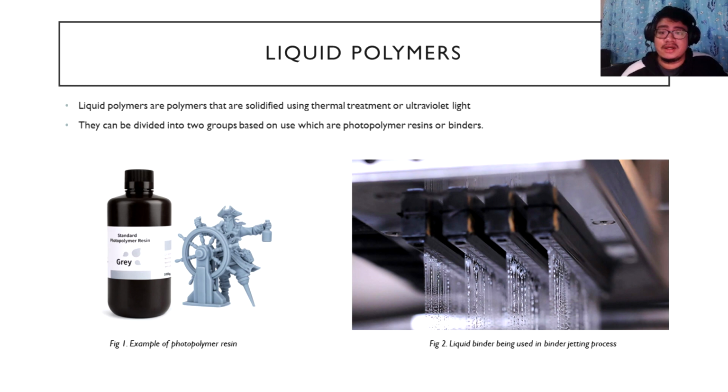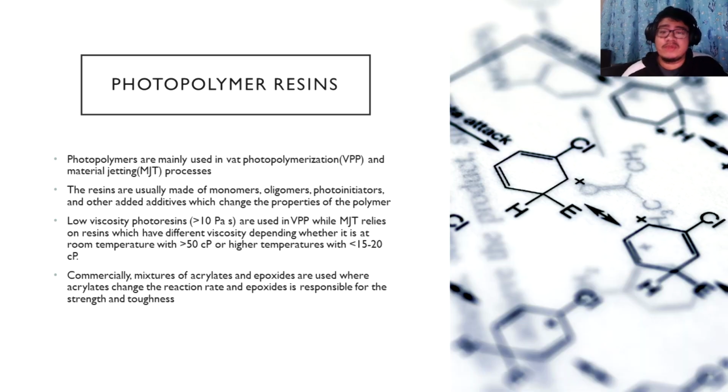Liquid polymers are polymers that are solidified using treatment, either thermal or UV light. They can be divided into two, which are photopolymers and binders. Below you can see the pictures of photopolymer resin and liquid binder. Photopolymer resins are mainly used in vat photopolymerization and MJT.